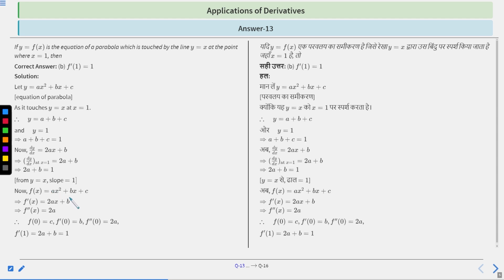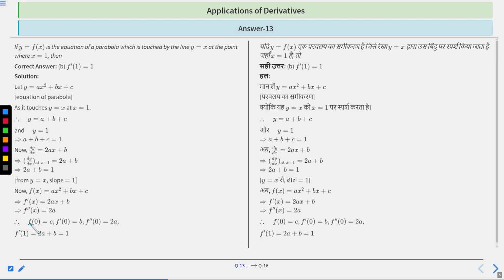Now, f(x) is equal to ax square plus bx plus c. Therefore, f dash x is equal to 2ax plus b, and f double dash x is equal to 2a. Now, since f(0) is equal to c, if we put x equal to 0, we will get f(0) is equal to c. So, f dash 0 is equal to b, because f dash x is equal to 2ax plus b. When you put x equal to 0, you will get f dash 0 is equal to b. Now, f double dash x is independent of x. Therefore, f double dash 0 will be equal to 2a.